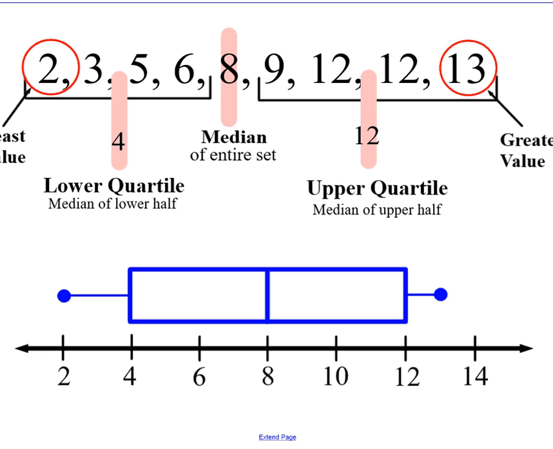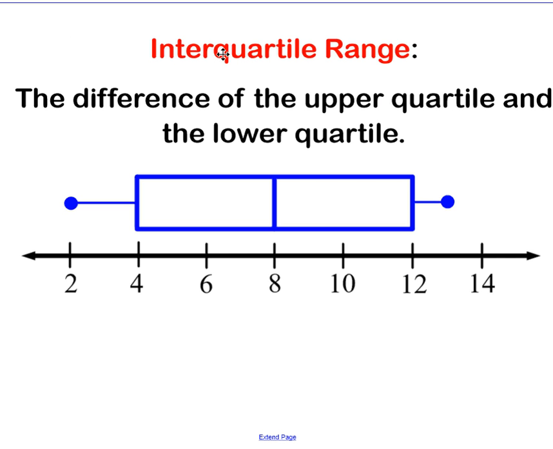So far we have talked about a few different vocab words. We've talked about the median, the lower quartile, the upper quartile, the least value or the lower extreme, and the greatest value or the upper extreme. The last vocabulary word that you are going to be learning in this section is called the interquartile range. The interquartile range is basically exactly how it sounds. You are going to take the range, which is usually the difference between two numbers, and you are going to find the difference of the upper quartile and the lower quartile.